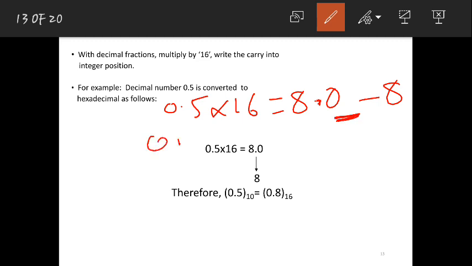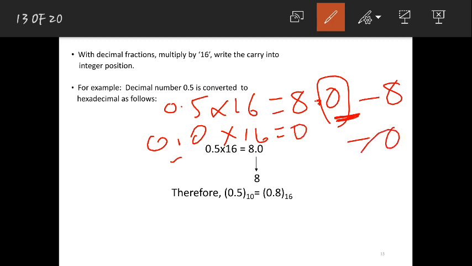Here, whatever you got, you need to write here. So here you got 0 into 16. If you multiply, that makes no sense, because 0 into something is always 0. Again the carry will be 0 with 0 into 16. Once you got 0, you can just end it there, no need of doing it repeatedly, because you already got a 0 here. Okay, so you can stop there.